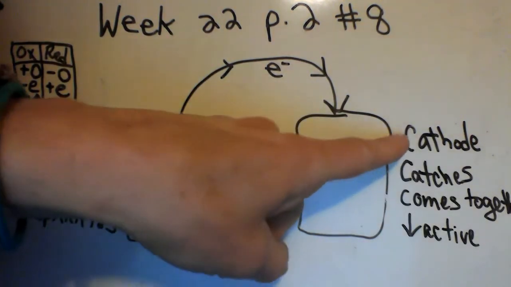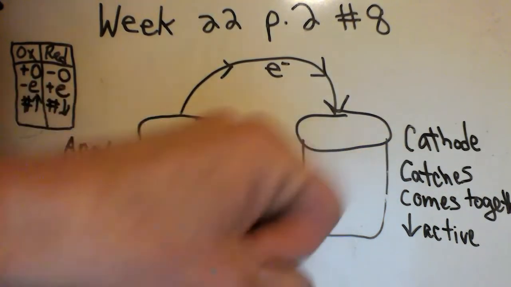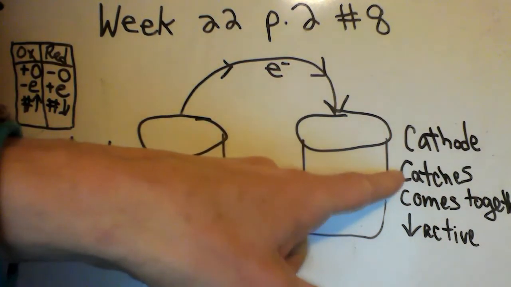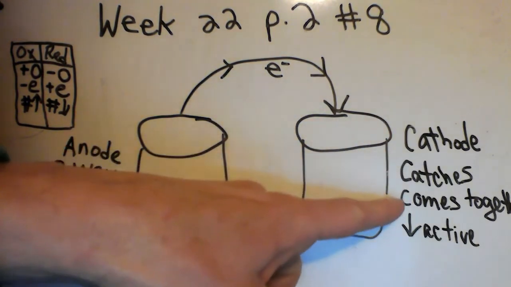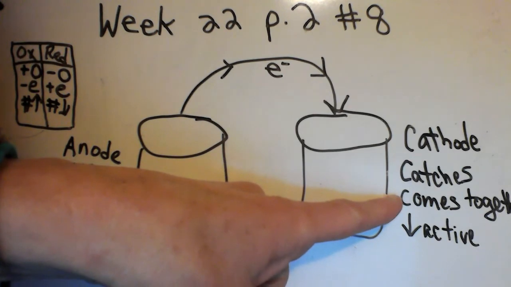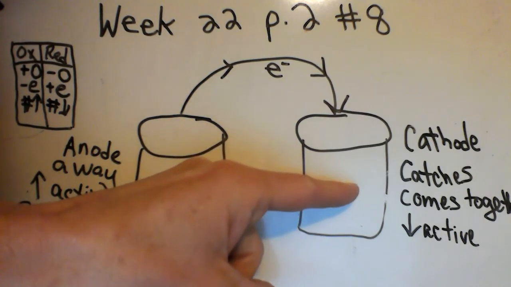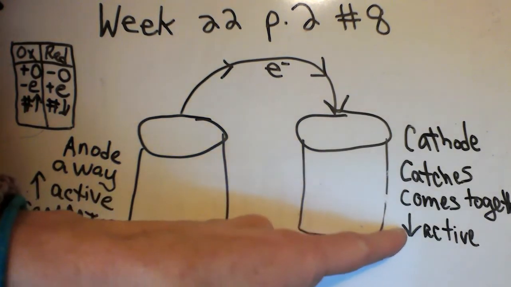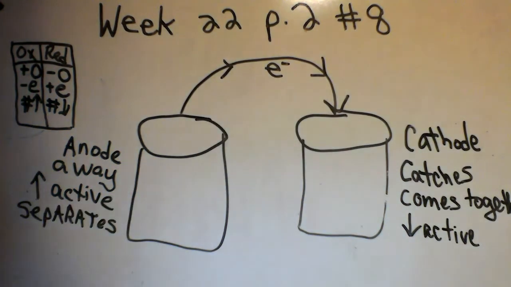On this side, you see I've labeled it cathode. The cathode is the side of the voltaic cell that actually catches the electrons, so to speak, or tracks them. The anion and the cation come together to form an atom here, so they come together. This side is the metal that is actually less active, so it's the opposite of the active side, or the more active side.